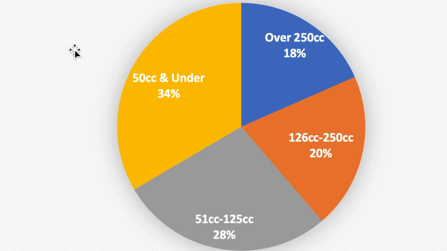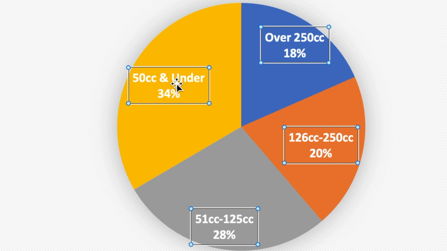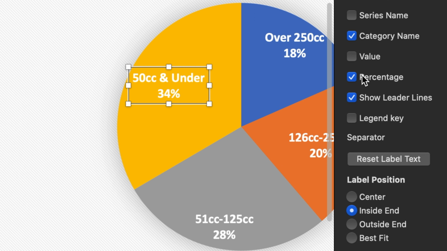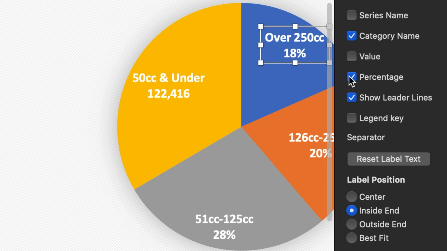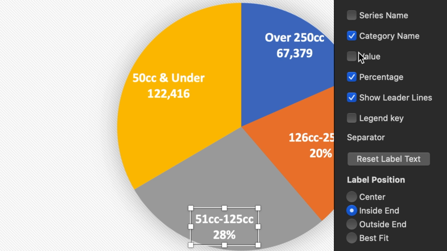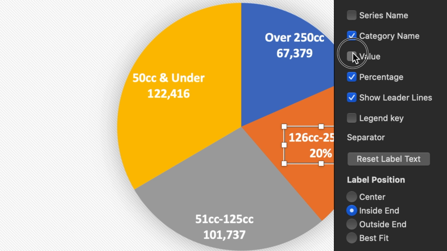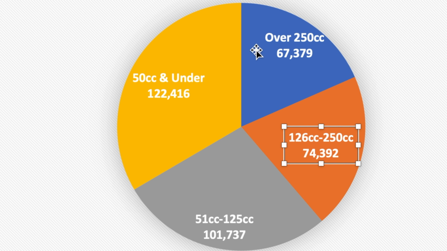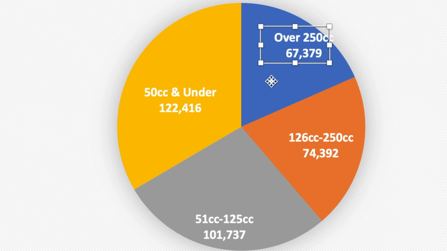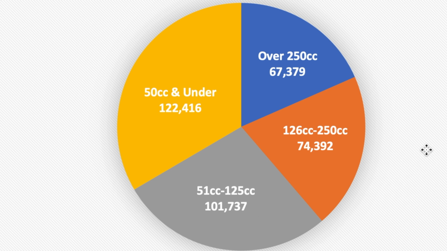Right now, the labels for each section of the pie chart are the percentage of the total sales. However, the sizes of the different sections of the pie chart already convey this information. So I'm going to double-click on each of the labels and then go to Label Options and select the value rather than the percentage. Then people will know exactly how many motorcycles were sold in each category. I'm also going to center the labels so that they're easier to read.